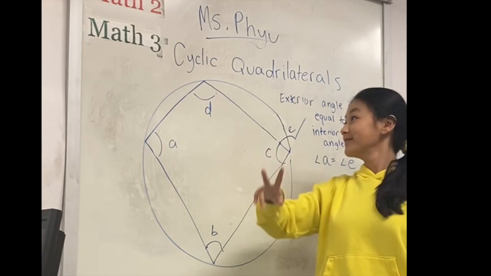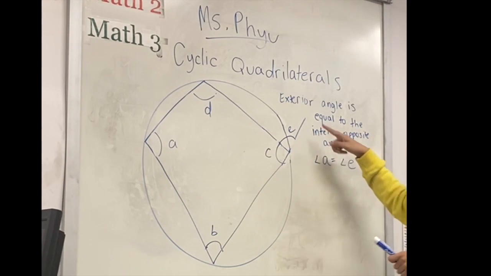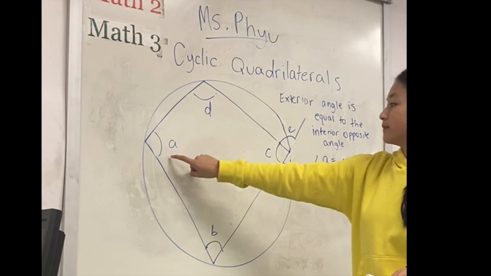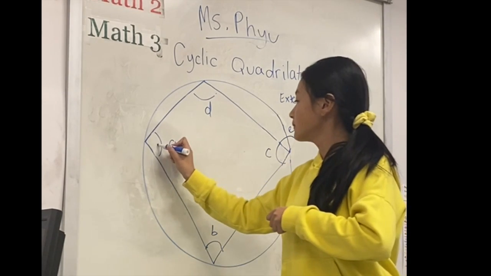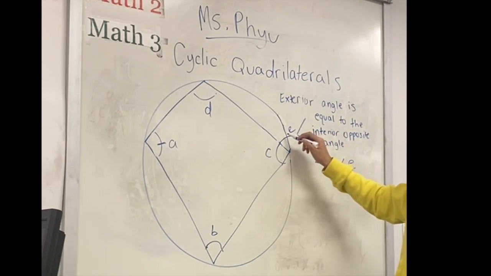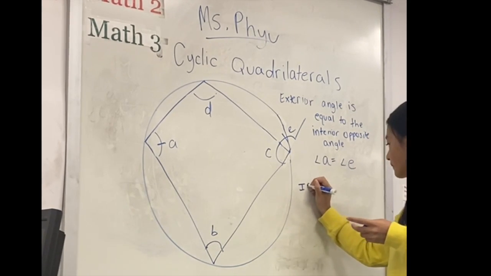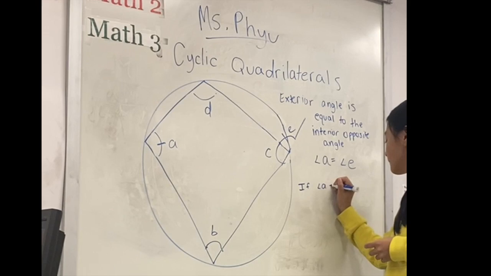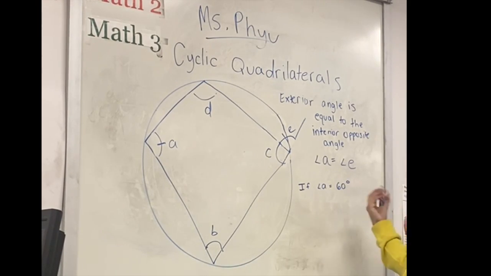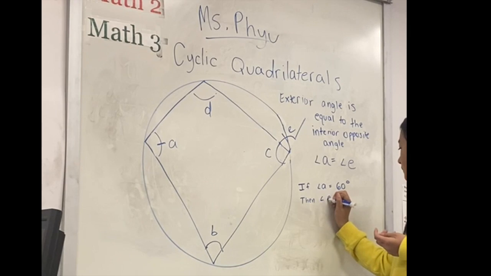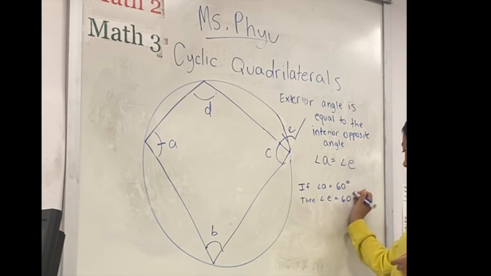Property number 2 states that in a cyclic quadrilateral, an exterior angle is equal to the interior opposite angle. Therefore, angle A will be congruent to angle E. This is because angle E's interior opposite angle would be angle A. Therefore, if angle A is 60 degrees, then angle E would also have to be 60 degrees.